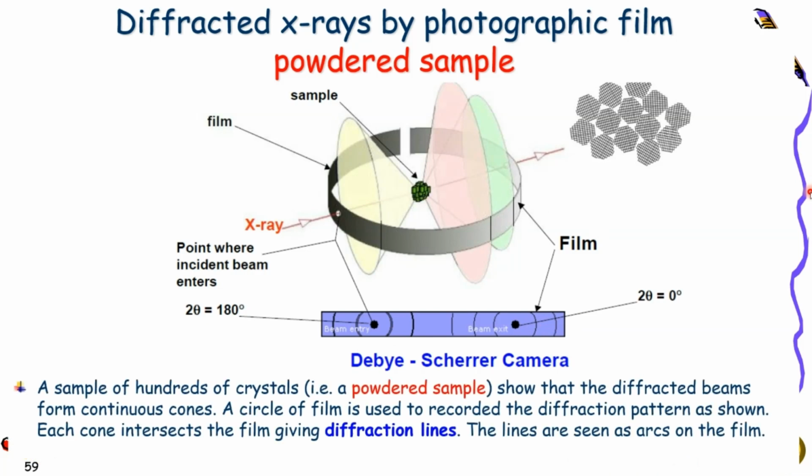A sample of hundreds of crystals can be a powder sample. You have powder with thousands of particles, and the diffraction beams form continuous cones. A circle of film is used to record the diffraction patterns as shown here. Each cone intersects the film giving a diffraction line. You have a diffraction line here. These lines are seen as an arc in the film. Arc, right?